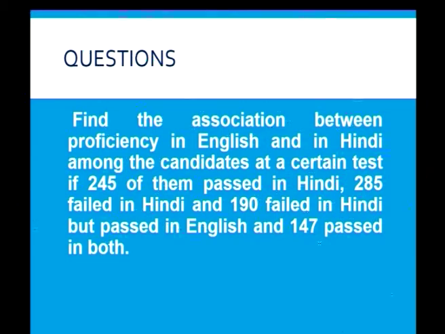Find the association between proficiency in English and in Hindi among the candidates at a certain test if 245 of them have passed in Hindi and 285 have failed in Hindi, and 190 failed in Hindi but passed in English and 147 passed in both. Describe the attributes A and B and describe the attributes alpha and beta. Using them, find the association between these two attributes.